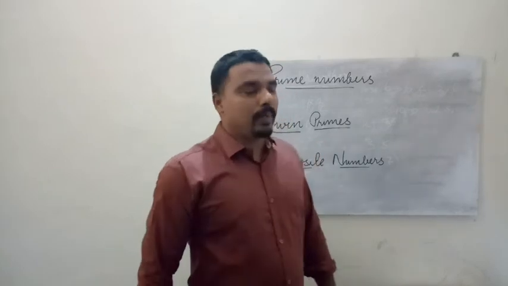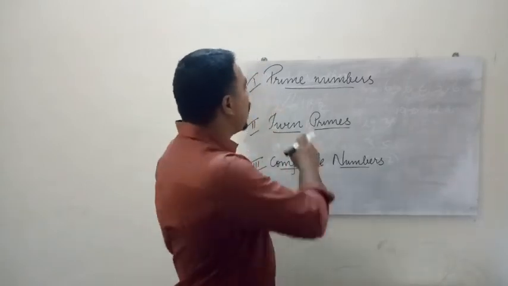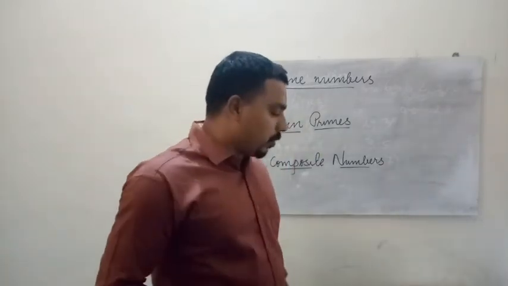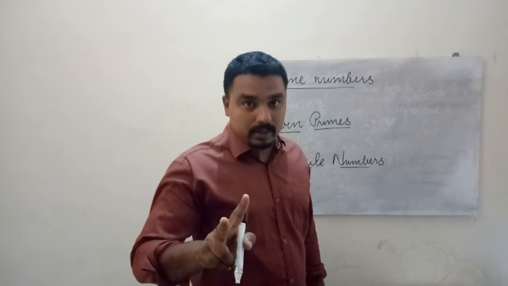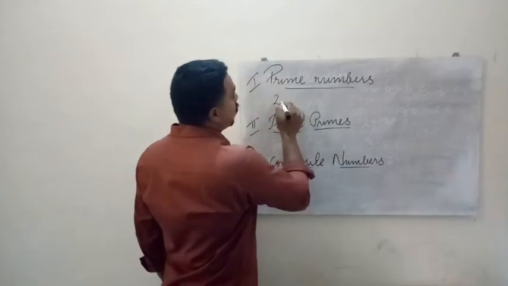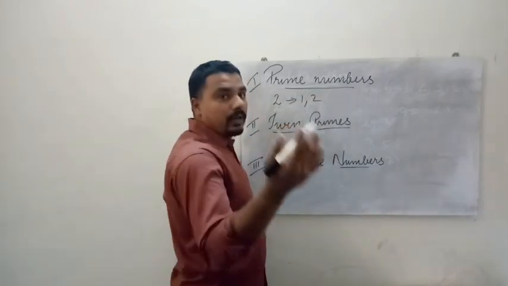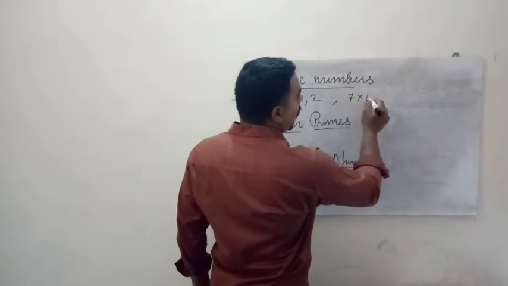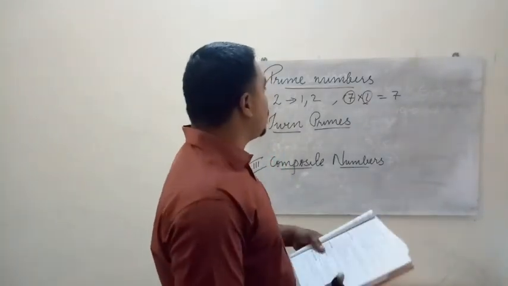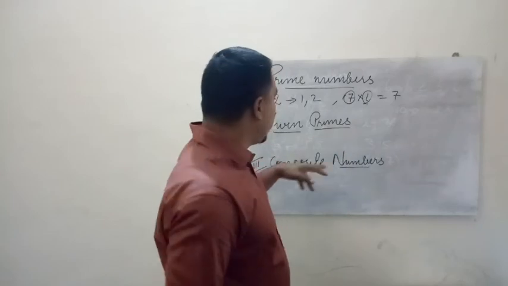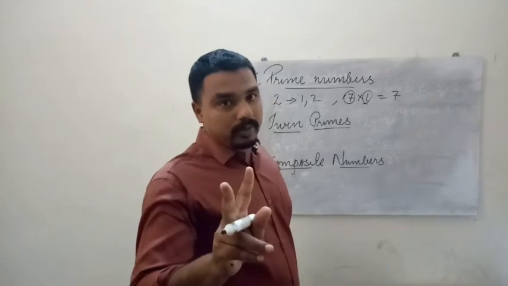Now we are going to discuss prime numbers, twin primes and composite numbers. First, prime numbers. What is a prime number? A prime number is a number which has only 2 factors. For example, 2 has only 2 factors, 1 and 2. Next is 7. 7 into 1 is equal to 7 only. These are the 2 factors. So this is called a prime number.